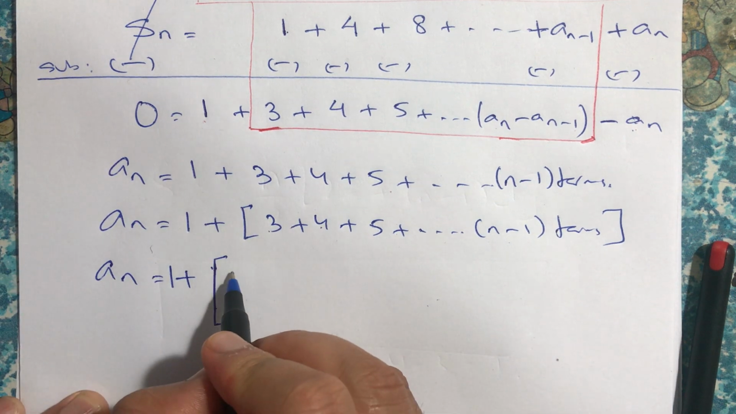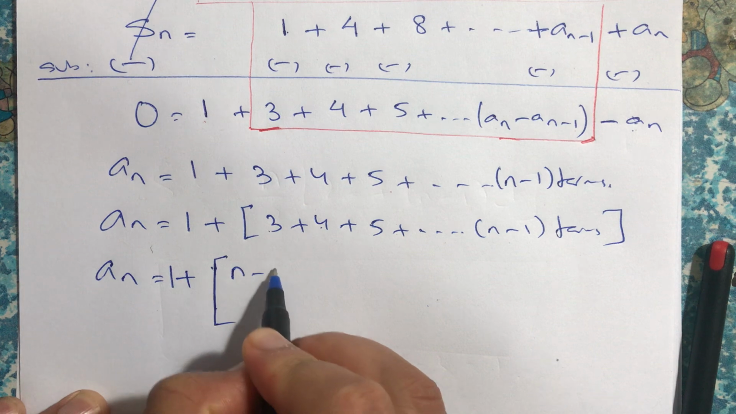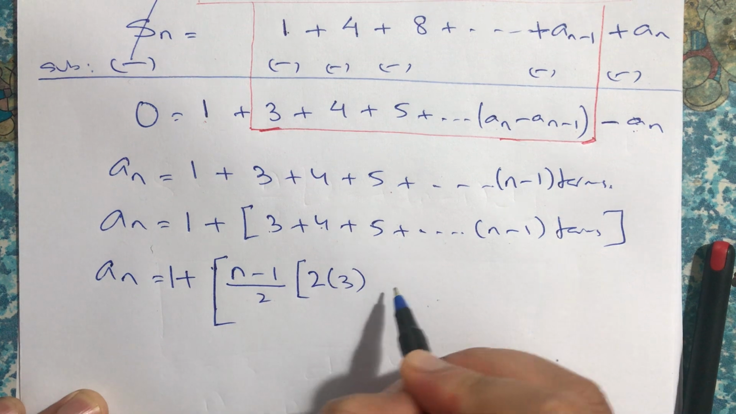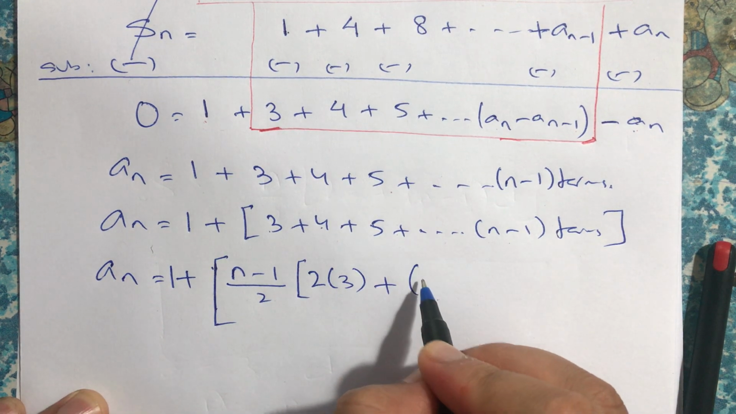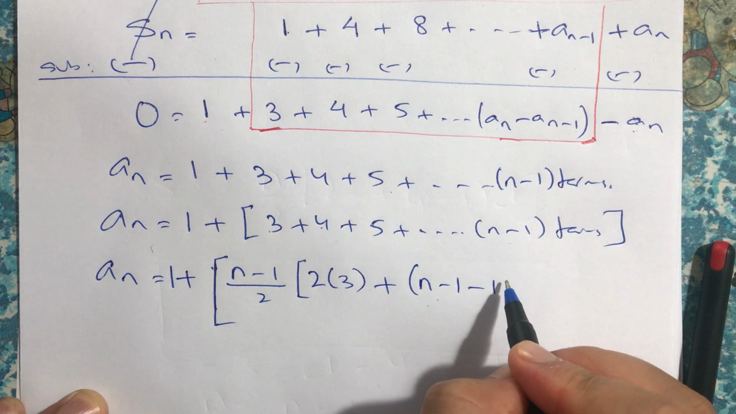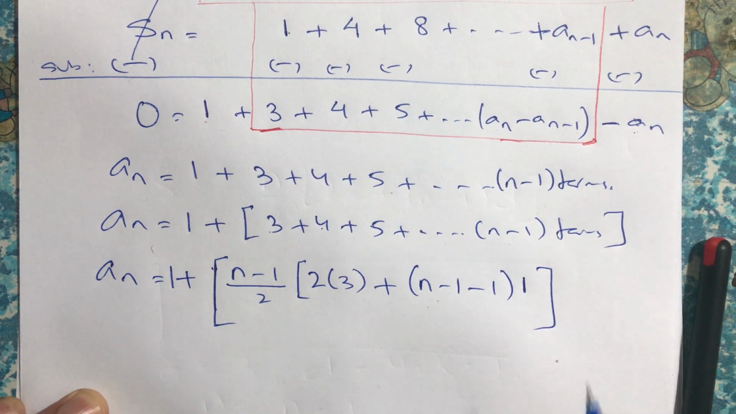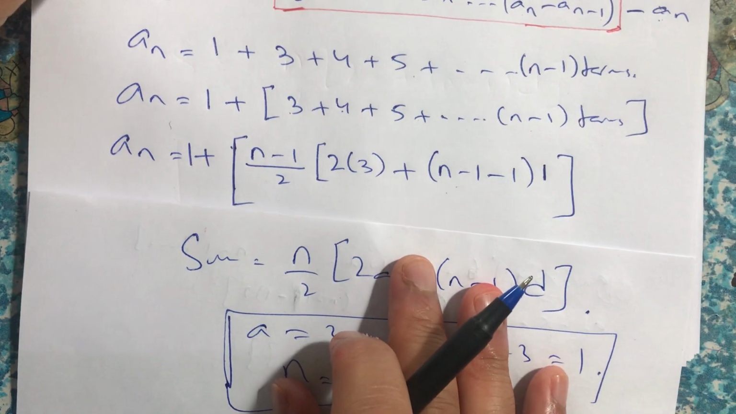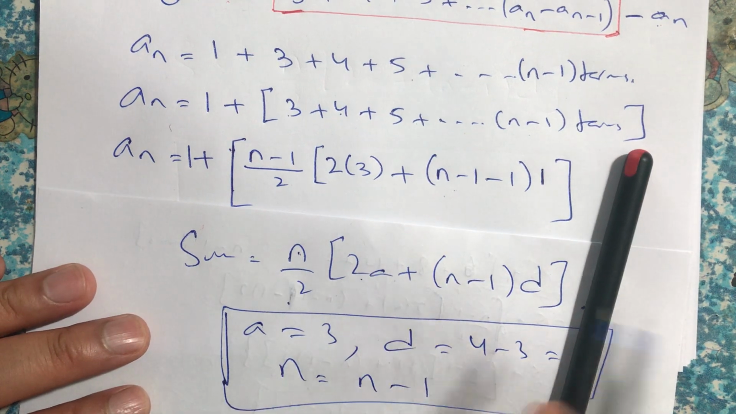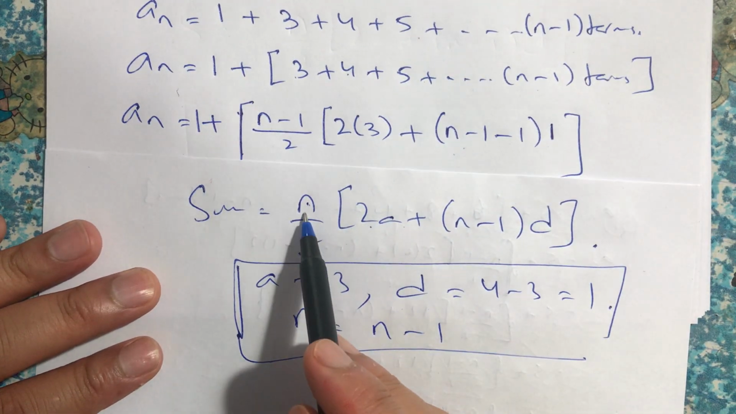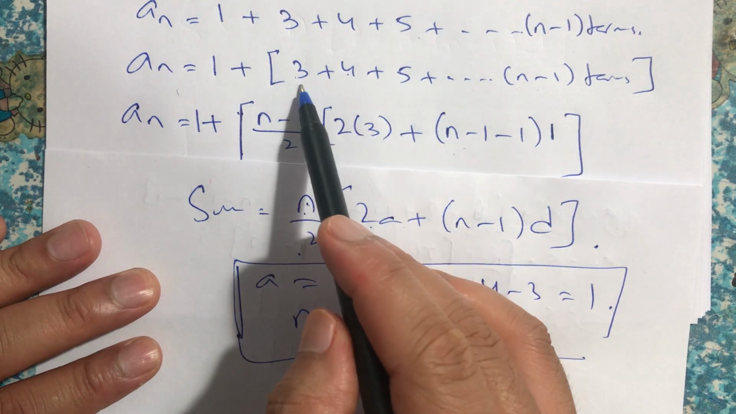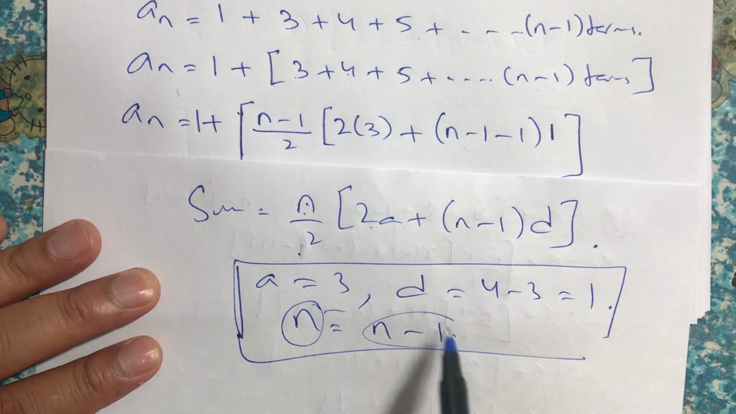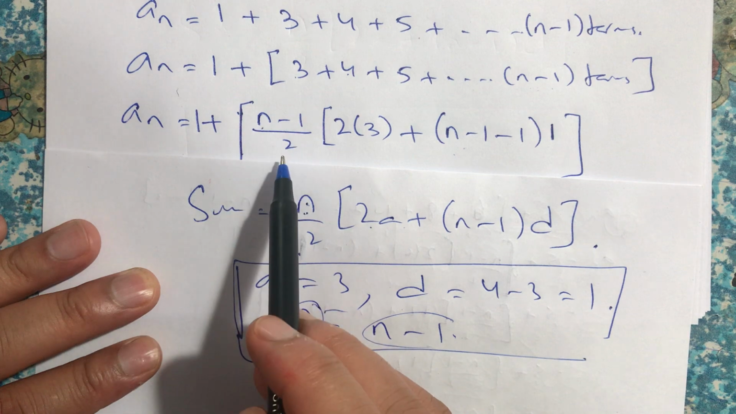So the formula says n by 2. Over here n is n minus 1, so n by 2, and then you have a bracket, it says 2a, a is 3, plus n minus 1, and then d, that d is also 1. So the actual formula of an AP series sum is n by 2 bracket 2a plus n minus 1 d. But if you watch carefully over here, in this series the last term is n minus 1. So instead of n, we have to put n minus 1 divided by 2.